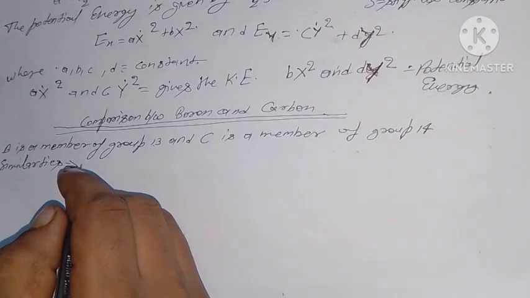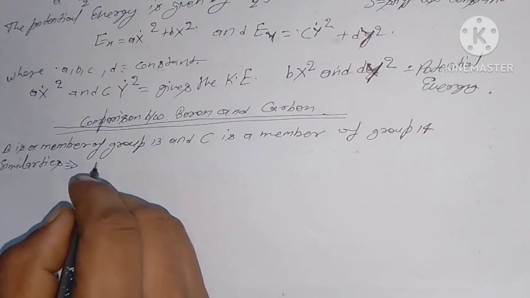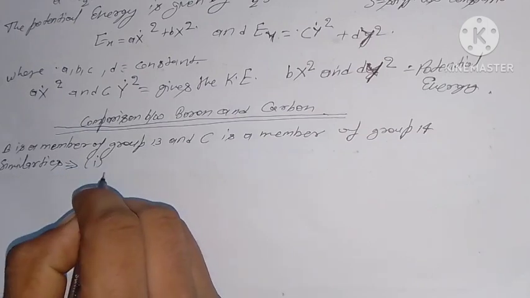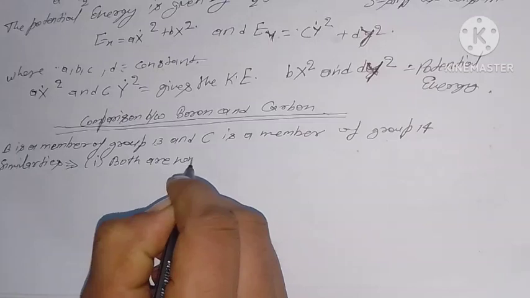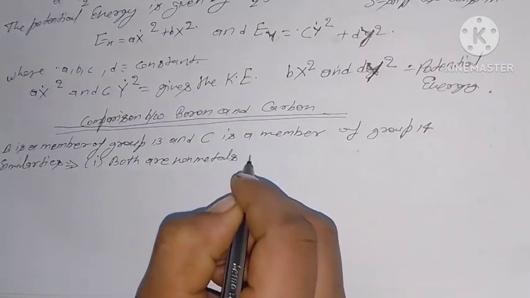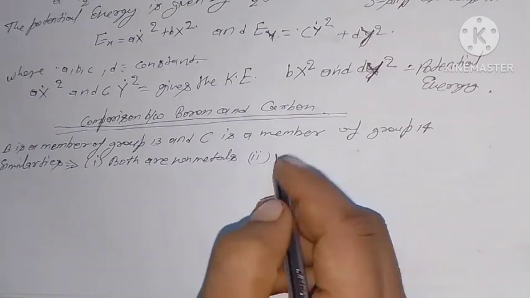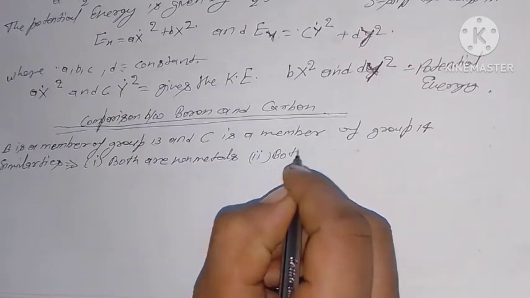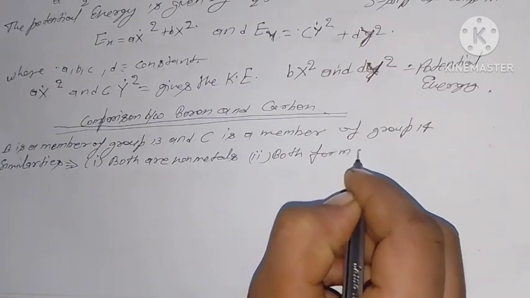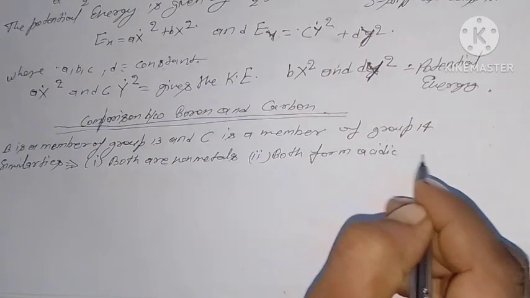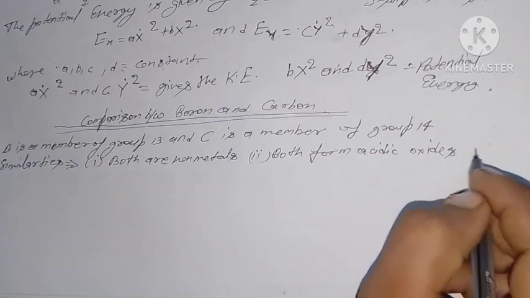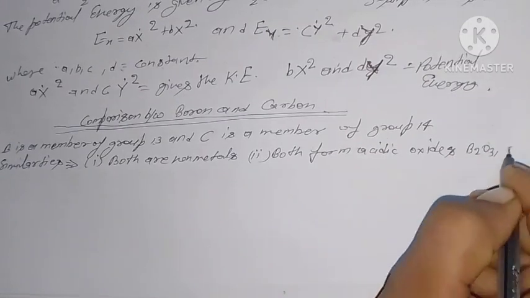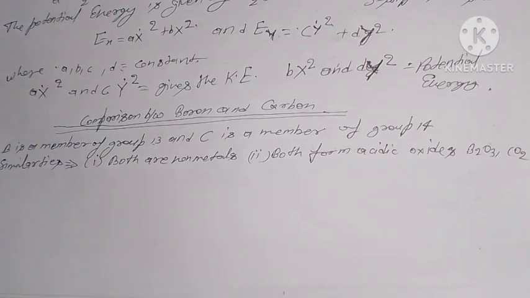The similarities between carbon and boron are as follows. First point: both are non-metals. Second point: both form acidic oxides, B2O3 and CO2.